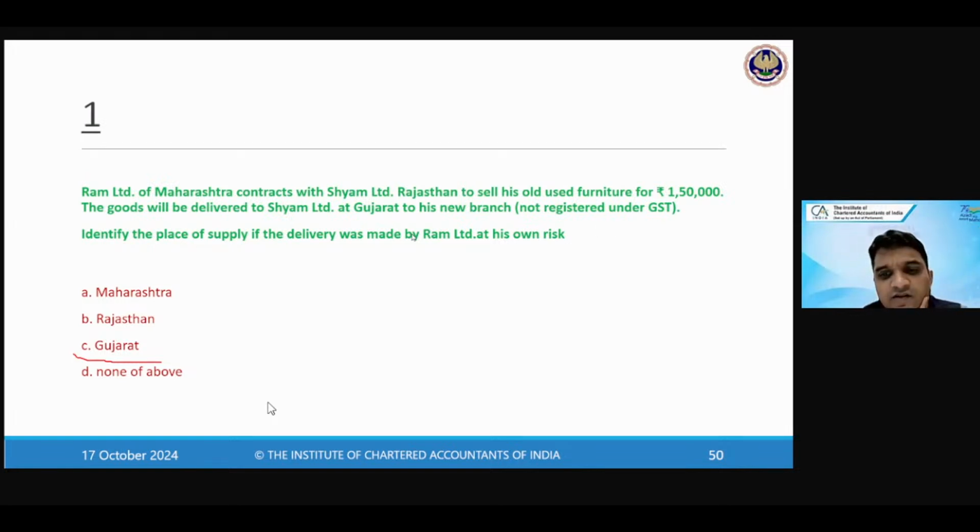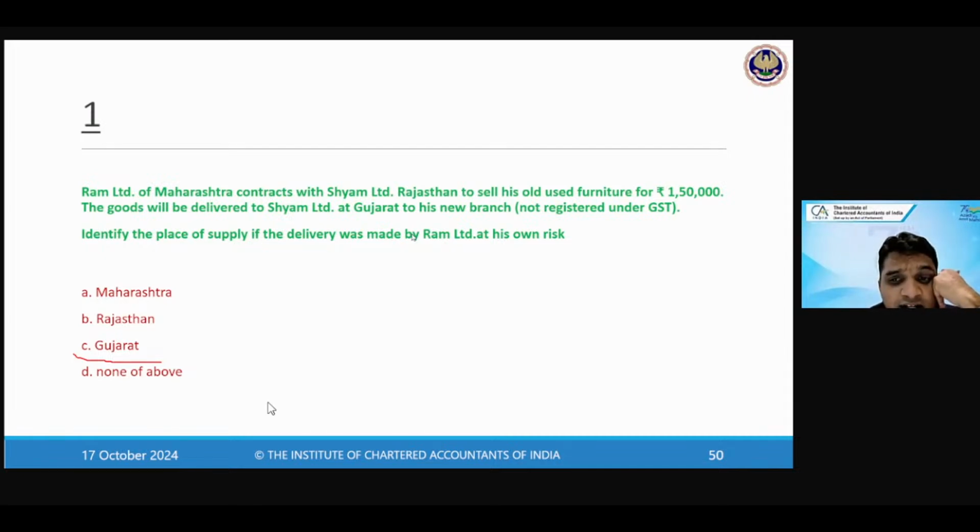Ram Limited has the risk of delivery. Correct. He has the risk of delivery. Where is he delivering it to? He is delivering it to Gujarat. So the place of supply will be Gujarat because he himself is delivering it. If he was not delivering it, and Shyam Limited was coming and buying it, then the place of supply would become Maharashtra. But he is supplying it to the location where he is delivering, which is Gujarat. So the place of supply will become Gujarat.